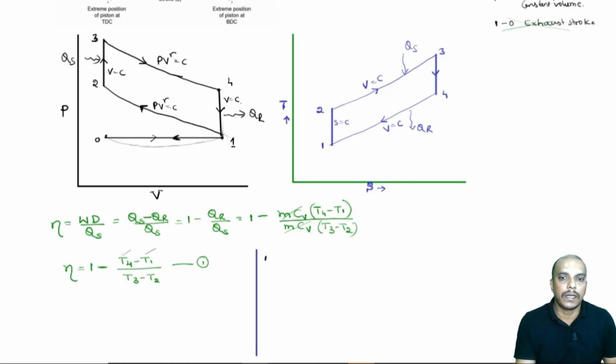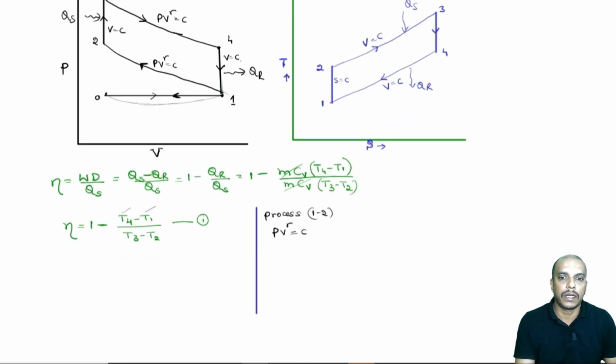Now, let us consider process 1 to 2. Now what is process 1 to 2? PV power gamma is equal to constant, correct? Now PV power gamma equal to constant means I can write P1 V1 power gamma is equal to P2 V2 power gamma.